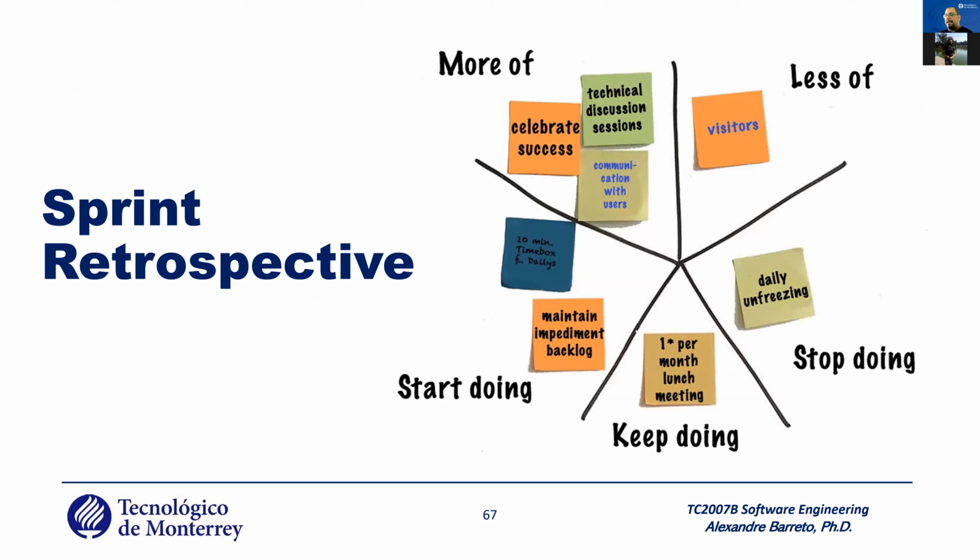One example: you want to have fewer visitors. There are places that have visitors every day. You need to stop that. Okay. You keep doing one lunch meeting per month. A lunch meeting is a type of meeting that you hold in a restaurant. It's not a time to relax, it's a time to work, but it's a more relaxed work. Okay.